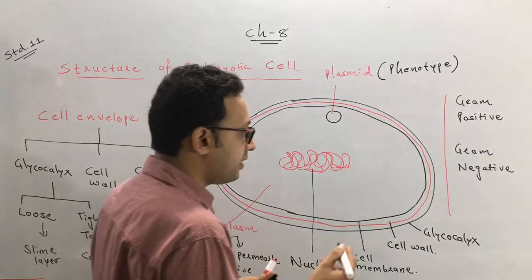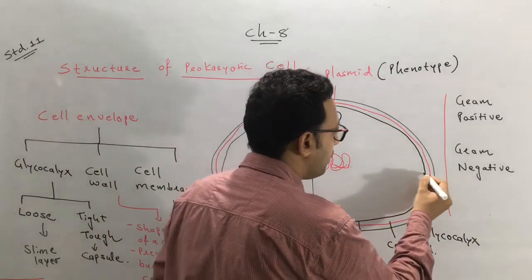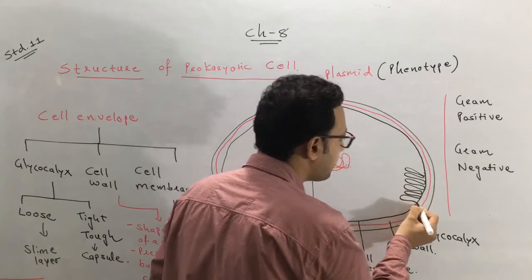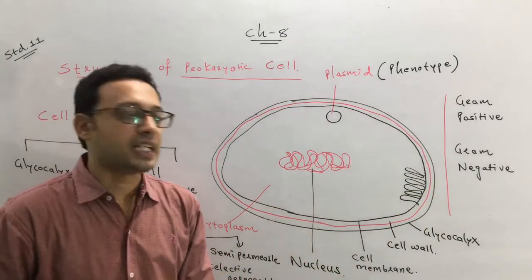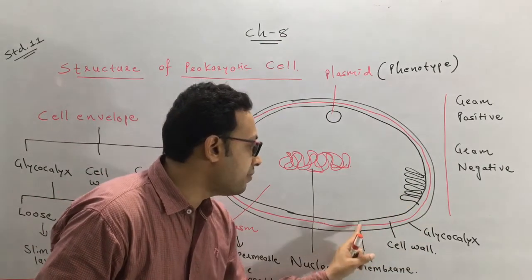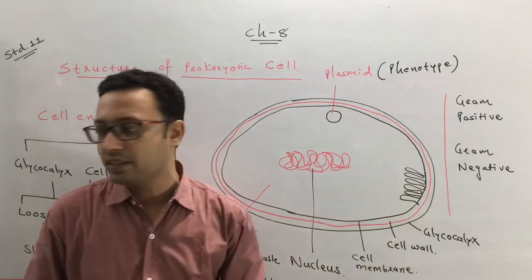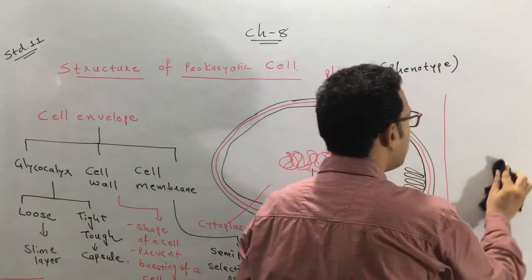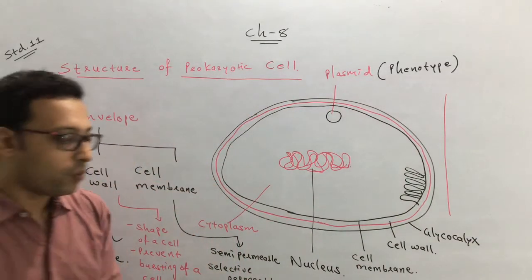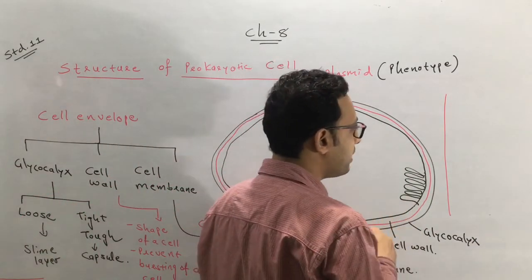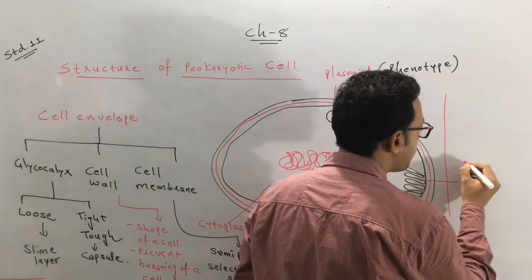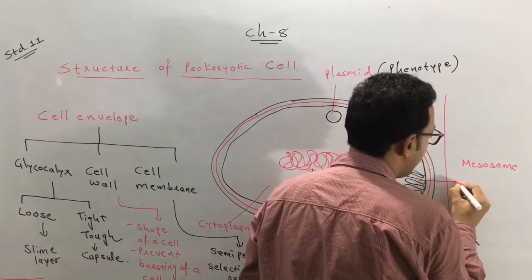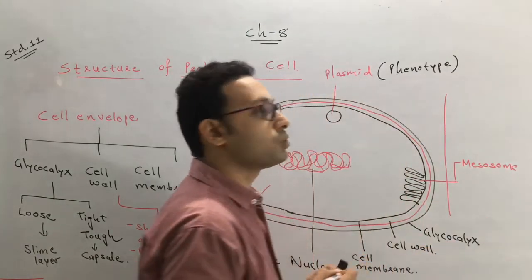Okay, now another thing you can see is the presence of certain infoldings, like you can see here. These are the infoldings. They generate from the inner layer, the cell membrane. Cell membrane is the innermost layer. From this innermost layer, there is a formation of infoldings. What are these infoldings called? These infoldings are called mesosomes.